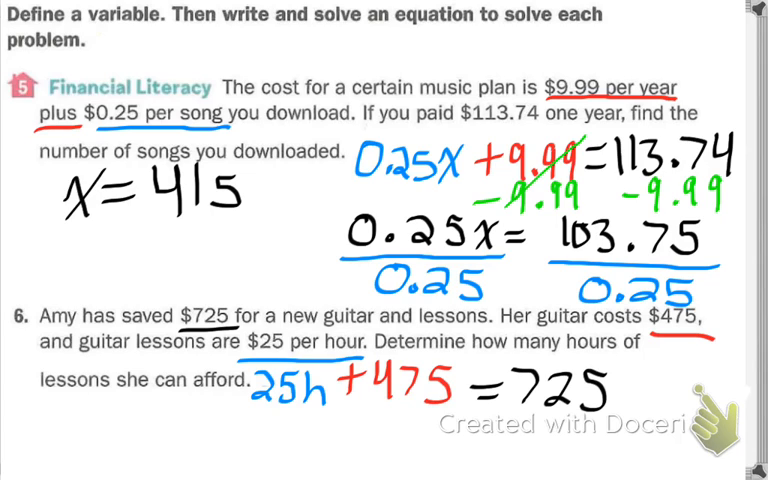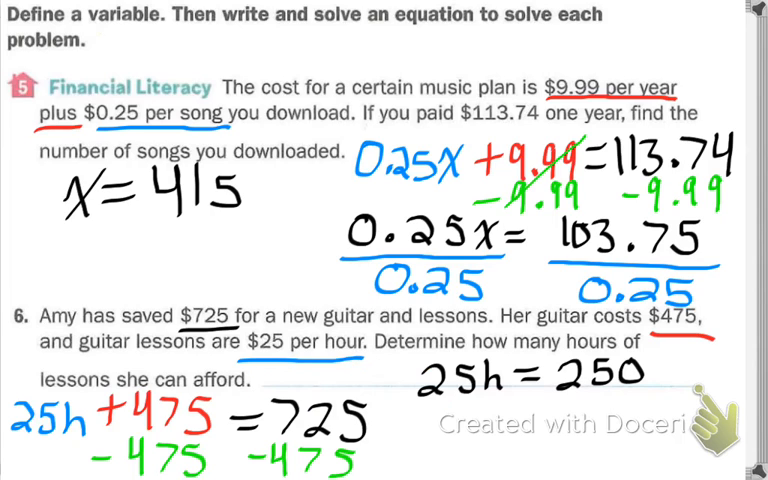Now, solve this two-step equation, and you'll have your answer. I'm definitely going to squish for space. Alright, I had to move it all over to make room. So now, keep going from there. Divide both sides, you'll be done. H ends up equaling 10. Since we were solving for how many hours she can afford, we would say she can afford 10 hours of lessons. That's the final answer for number 6.